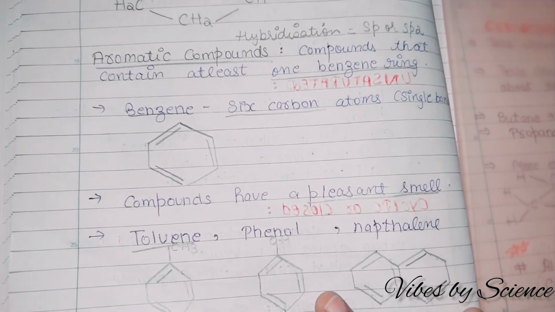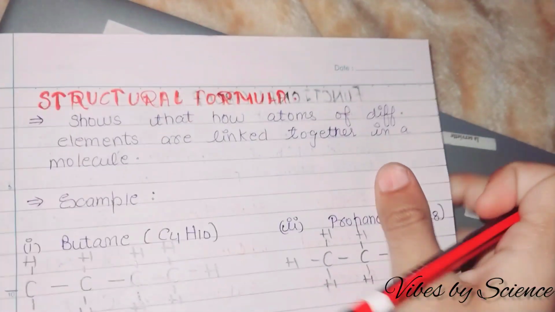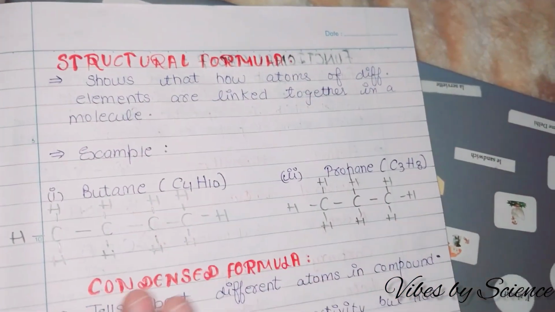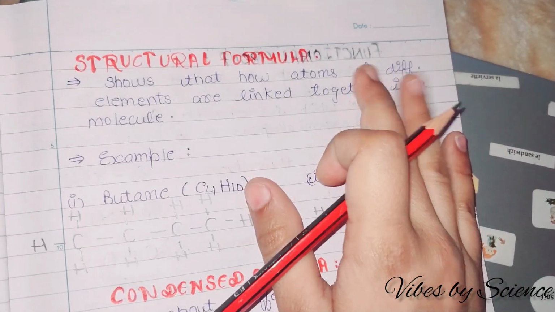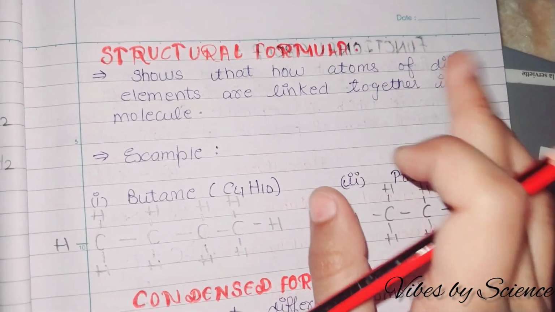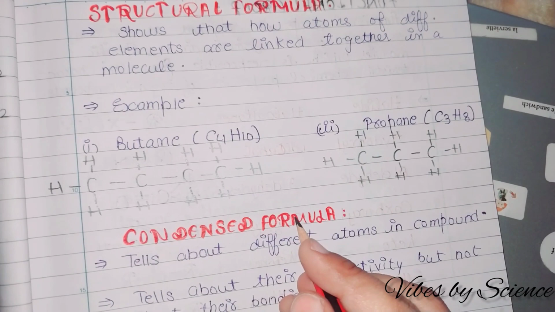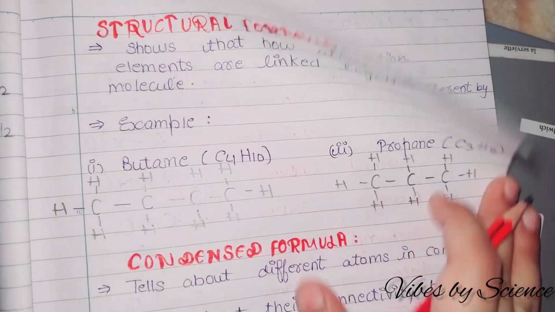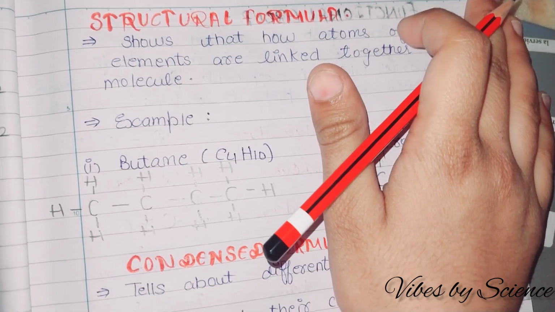Now let's talk about the structure. We have different types of formulas, like structural formula, the condensed formula. I will explain all these with examples in the next session. This session has been very long, so I will explain structural formula and condensed formula with so many examples. We will solve many questions for your good practice so that you will score good in exam.